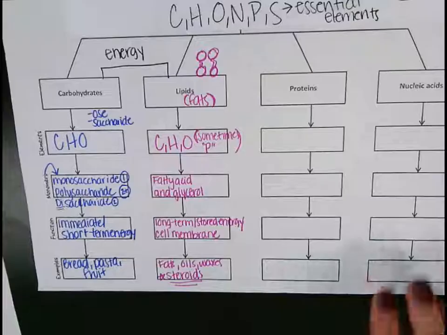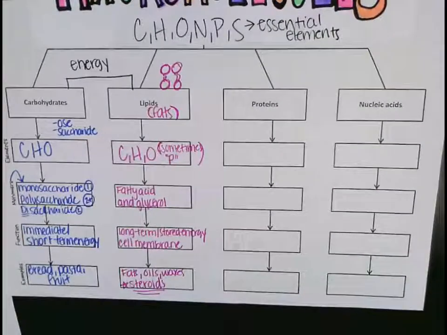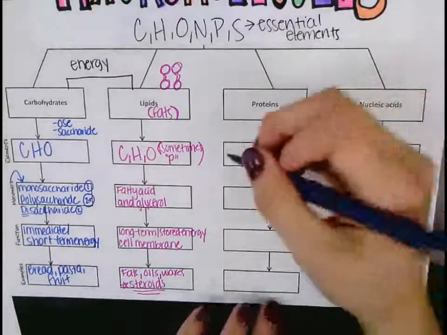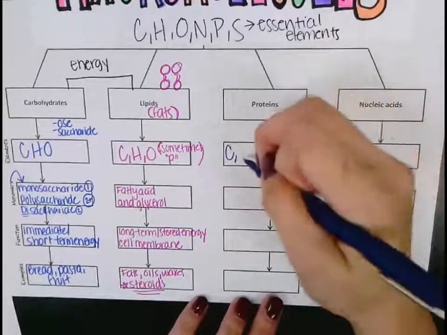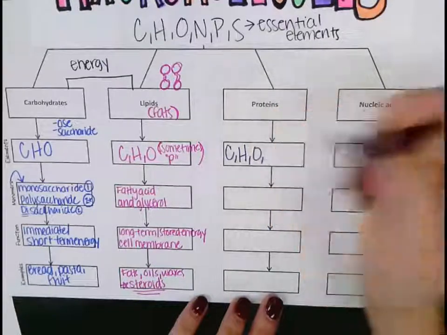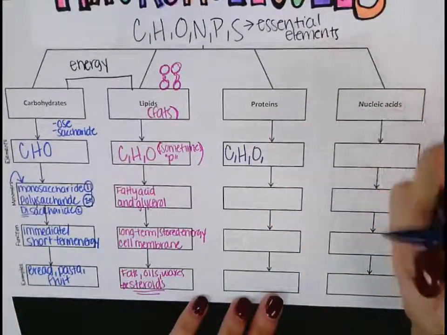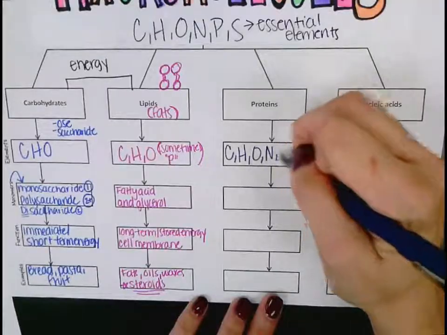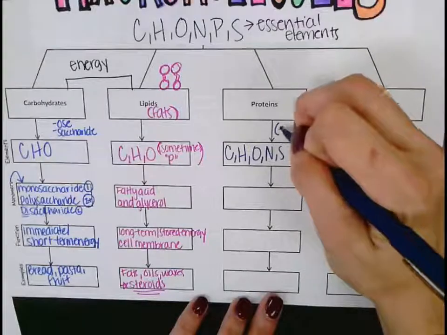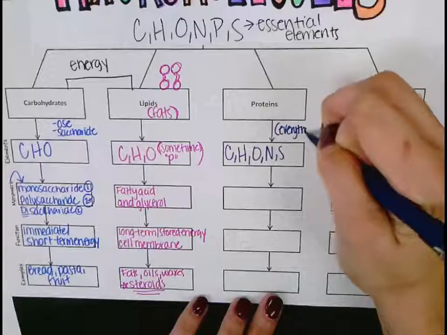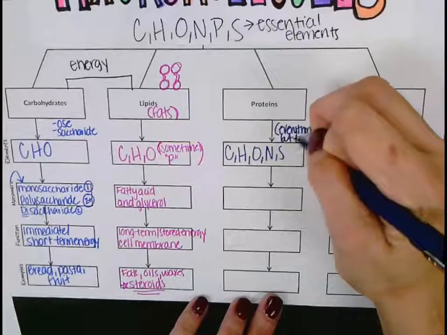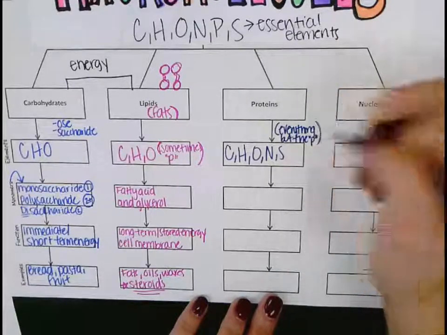All right, now we're going to move on to the two that do not give our bodies or cells energy, but rather have a different important role. So let's go ahead and start off with proteins, okay? Again, proteins also have carbon. They also have hydrogen. They also have oxygen. Proteins have everything but the P. They also have nitrogen and sulfur. So a way to remember this, everything but the P for protein, okay?